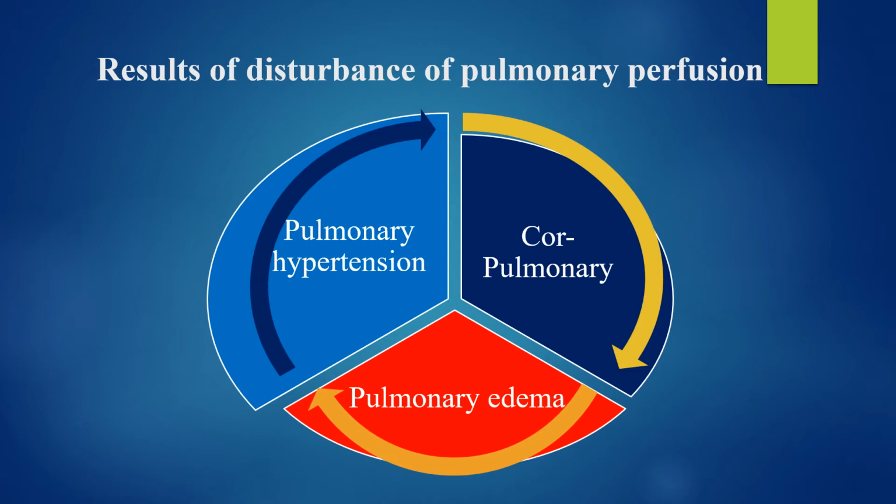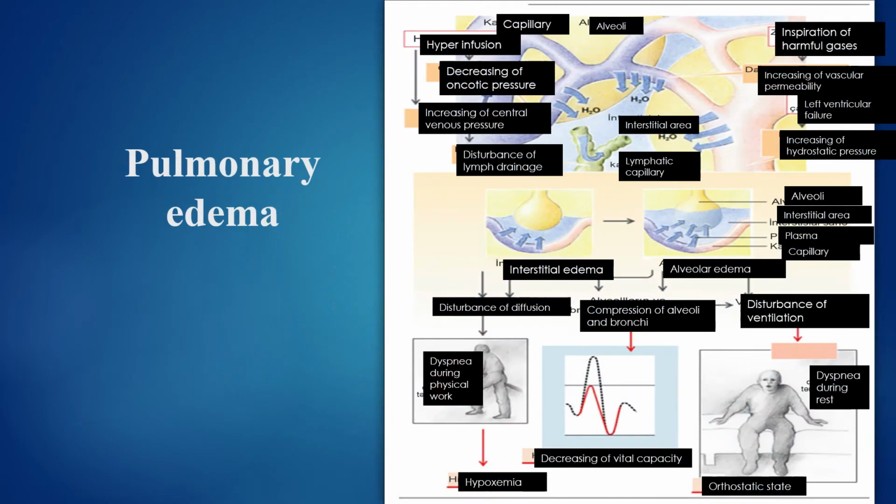Pulmonary hypertension initiates hypertrophy of the muscles of the right heart. This is called cor pulmonale. Prolonged hypertension restricts lung excursion. Restrictive hypoventilation and inspiratory dyspnea occur. All this may lead to the development of pulmonary edema. The development of pulmonary edema depends on the type of pathology that caused it.